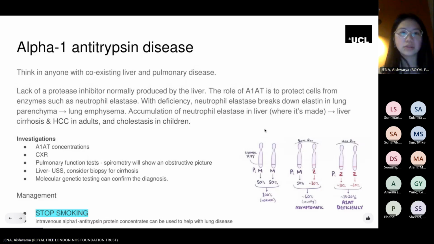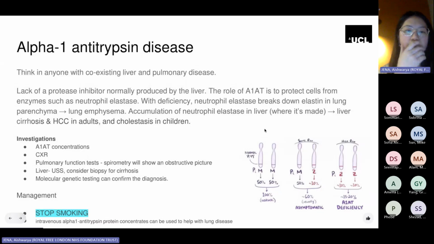So this is an inherited disease, I think autosomal recessive. Basically, neutrophil elastase is not inhibited and breaks down tissue, which means in the lung they have emphysema. They also have the abnormal protein in the liver, which is normally where it's made. So that's why the liver is affected as well.